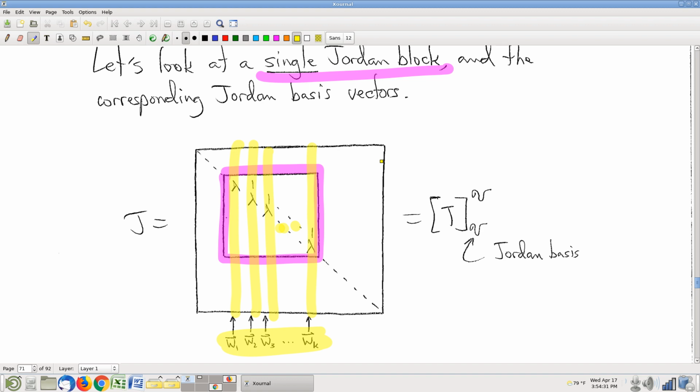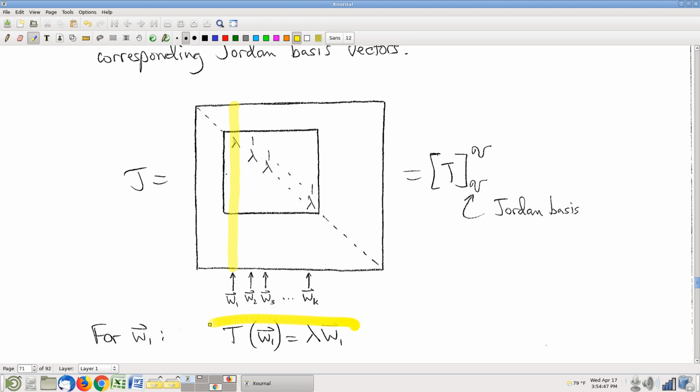And I want to look now individually at these equations, at these columns, and see what these columns tell us. Let's start with this first column. Remember, columns give you the images of the basis vectors. So that column tells me this. Notice that column that I've highlighted. This is what you might call the first column that hits that block. That basis vector is W1. We already knew from previous discussion that that was an eigenvector. And writing down that equation, we see it again, that W1 is an eigenvector.